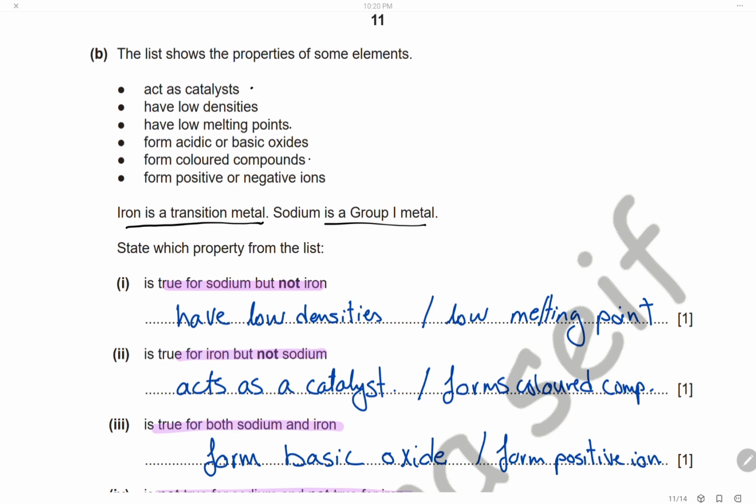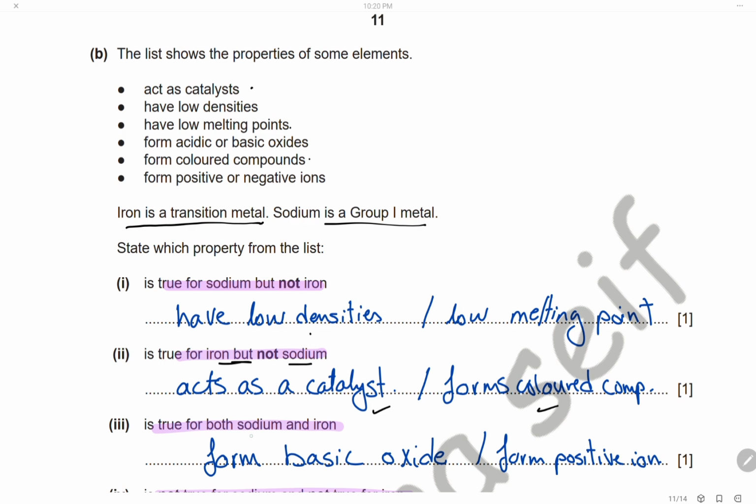Here we want one property, so we can choose any of them. Sodium has low density or low melting point. These two properties are true for sodium but not true for iron. Another property which is true for iron but not for sodium: iron is a transition metal, so it can be used as a catalyst and it forms colored compounds.